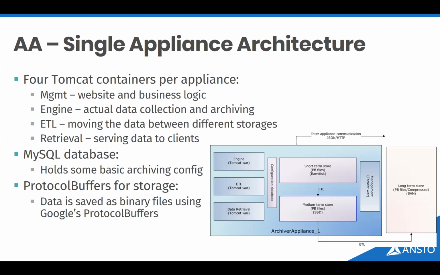In terms of how the application is running, it's using Tomcat, so it has 4 containers for each archiver appliance, and then a MySQL database that holds some basic configuration, like how often we archive a certain PV and the names of PVs and stuff like that. And for the actual storage of the data itself, it's using protocol buffers, which is saved on the disk, or where you defined one of the 3 storages to be.